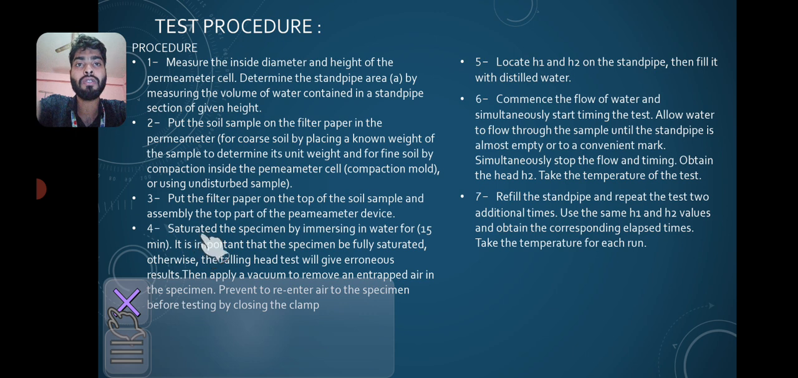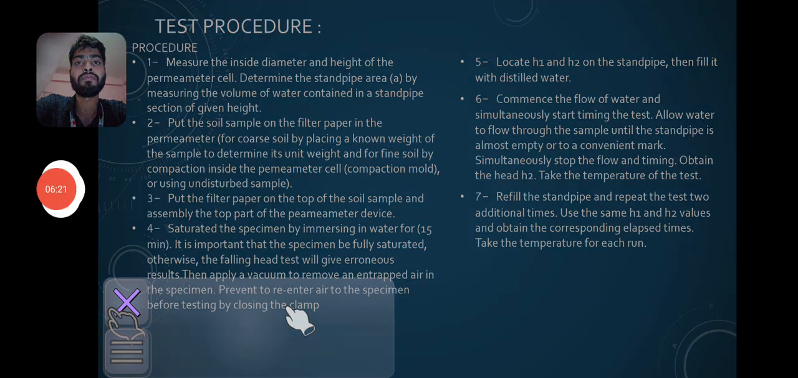Fourth is saturation. Saturate the specimen by immersing it in water for 15 minutes. It is important that the specimen is fully saturated, otherwise the falling head test will give erroneous results. Then apply a vacuum to remove any entrapped air in the specimen, and prevent air from re-entering the specimen before testing by closing the clamp.